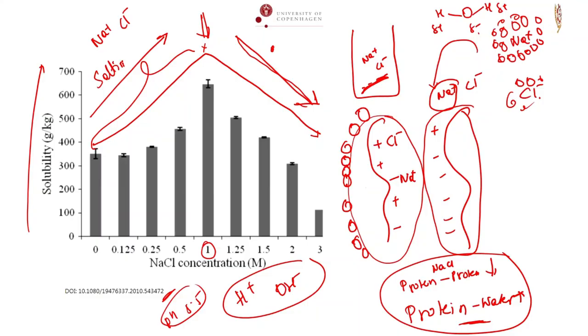And this region is called salting in, and this is called salting out. These are the two phenomena you should remember if you're studying solubility in food science and technology. Salting in and salting out. Is it clear?